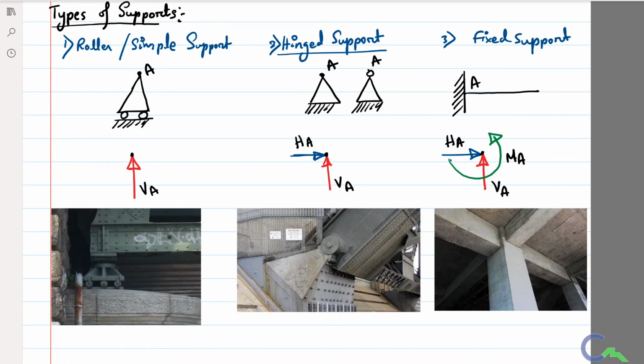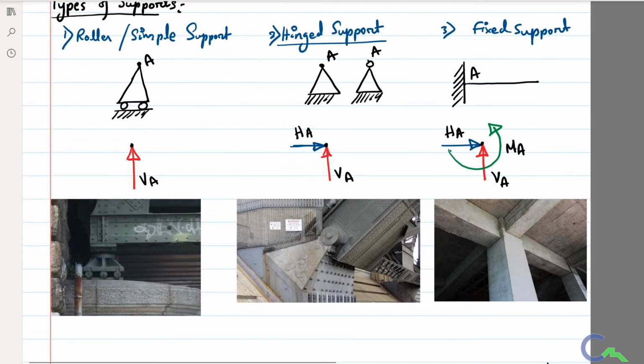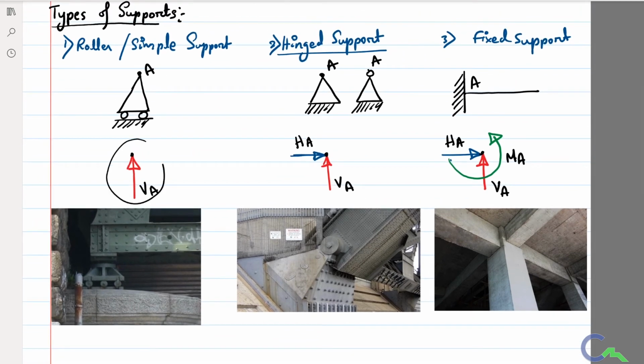Here we have some examples for different supports. The first one is roller support. In old bridges or steel bridges, they will provide this type of support. That means, as I said, reaction only in vertical direction. That means it is allowed to move in horizontal direction.